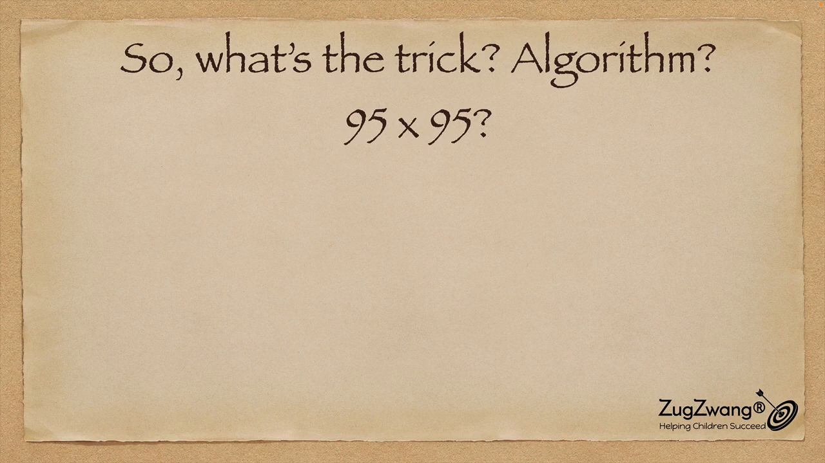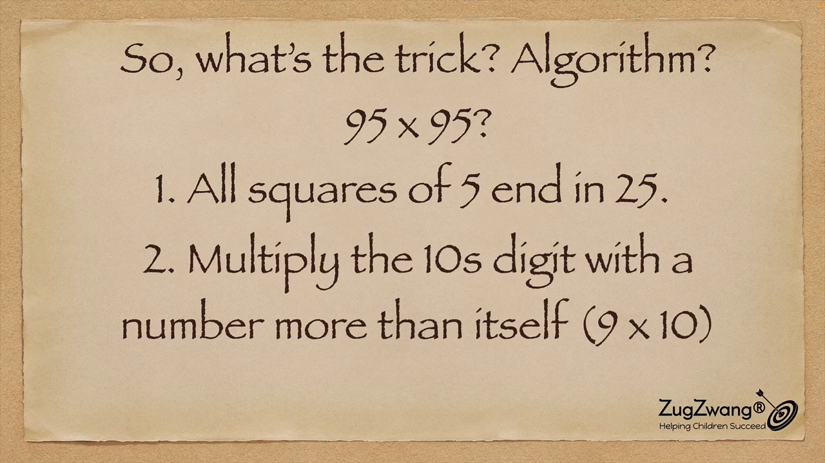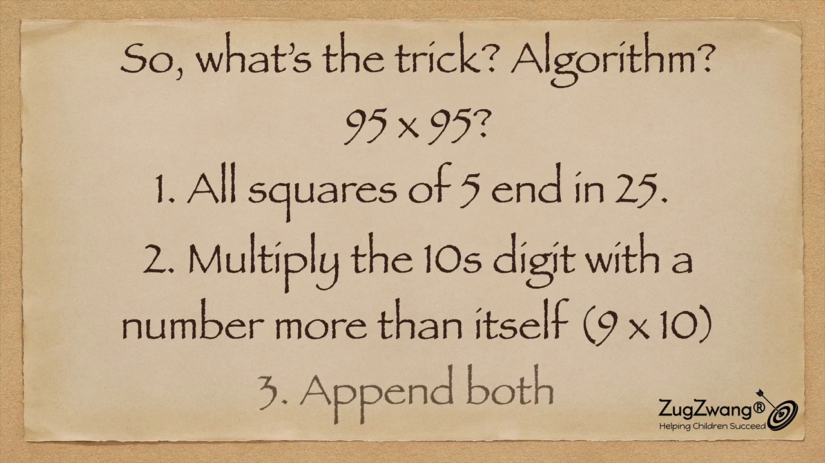The algorithm is very simple. If you want to solve 95 times 95, remember that all squares of numbers ending in 5 end in 25. Like, blindly put it. If a number is ending in 5 and you're trying to find the square of that number, whether it's 75 squared, 65 squared, or 55 squared, it always ends in 25. Then you take the tens digit, which is 9, you add 1 to it, which is 10, you multiply the two of them, 9 times 10, that is 90, and you append both, and you get the answer, 9025. Right? But what's really happening here?